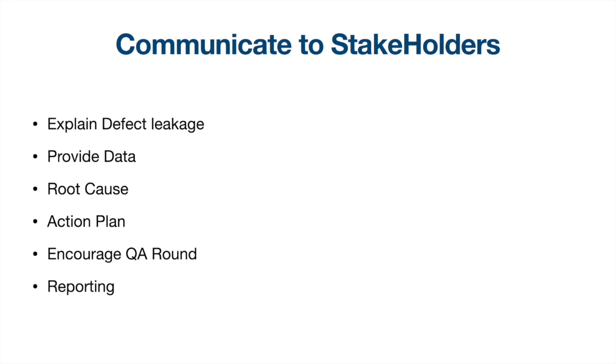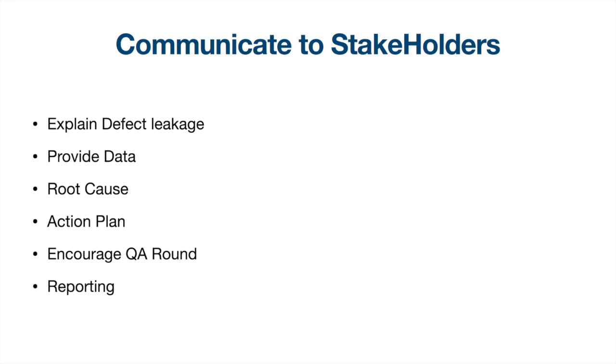Then, the same as the data, provide the charts and graphs to help them understand which areas are the highly impacted areas, which areas have more defect leakage, and which areas have no defect leakage. So it will be very easy for stakeholders to understand. And we can also provide data on which scenarios have more defect leakage. Again, the root cause is the main action we need to perform.